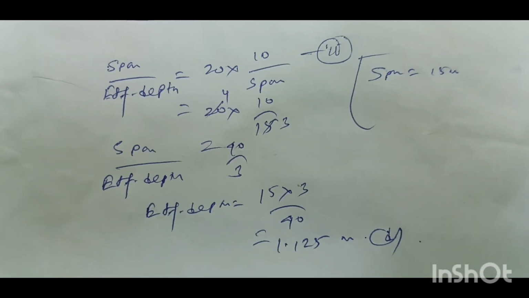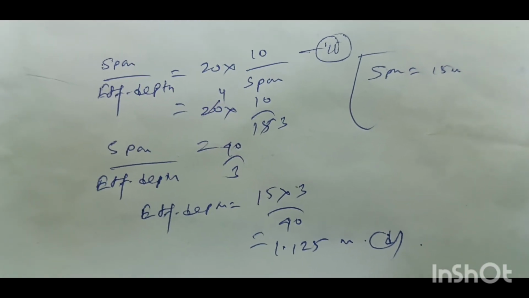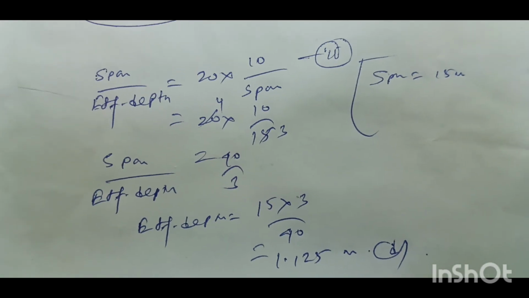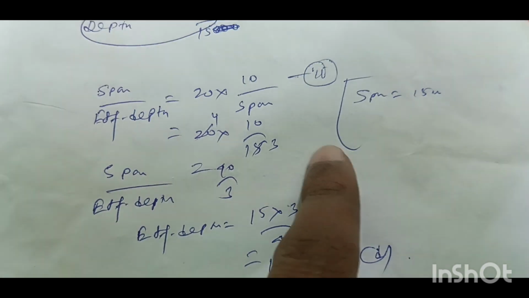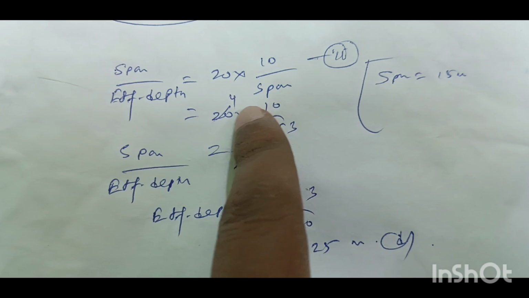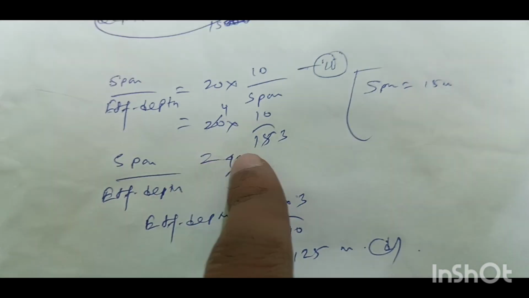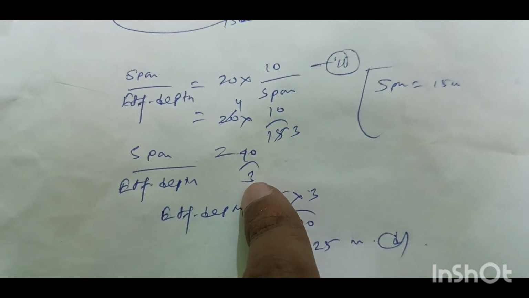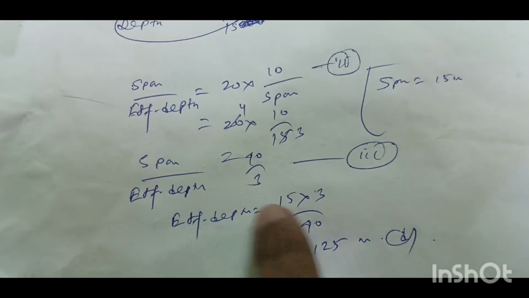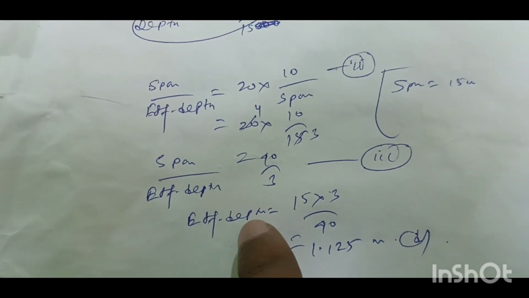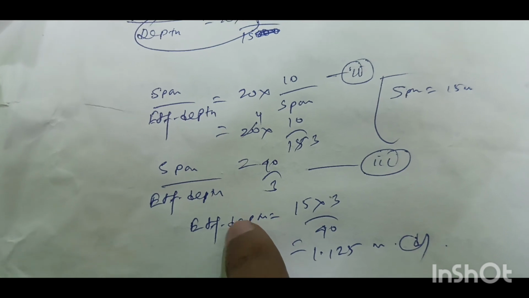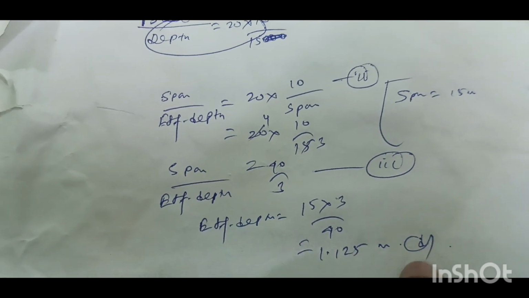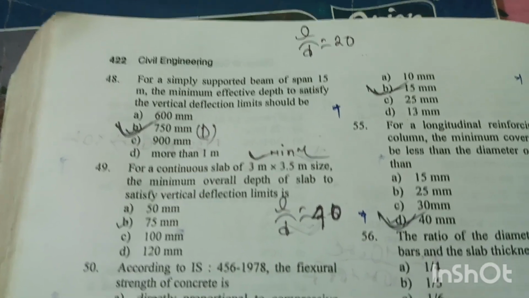So for equation number 2, span by effective depth ratio is equal to 20 into 10 by span. We know span is equal to 15 meter, so if we put the value into this equation, we will get span by effective depth ratio is equal to 40 by 3. That is equation number 3. Now if we put again the value of span equal to 15 meter in this equation, we will get effective depth is equal to 1.125 meter. Option D is right answer.